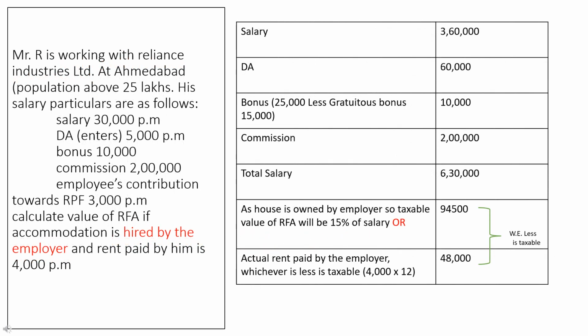If in the same statement I say that the accommodation is hired by the employer, the provision is either 15% of salary or rent paid by the employer. So 15% of salary is 94,500 and the rent paid by the employer is 4,000 per month, that is 48,000 rupees. Whichever is less, that is taxable. So in this particular question, the value of RFA will be 48,000.